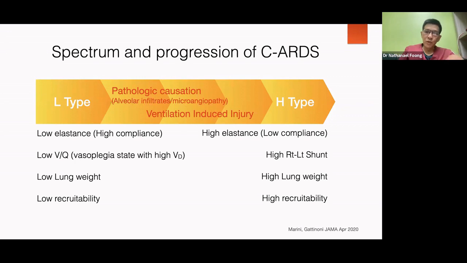Now, this could be due to the pathologic process itself, where there will be alveolar infiltrations and, of course, in COVID, microangiopathy. But what is more important and more recognized is the ventilation-induced injury. Why I say ventilation-induced injury, I'll explain in a while. And this is the part that we're going to focus on in this presentation.